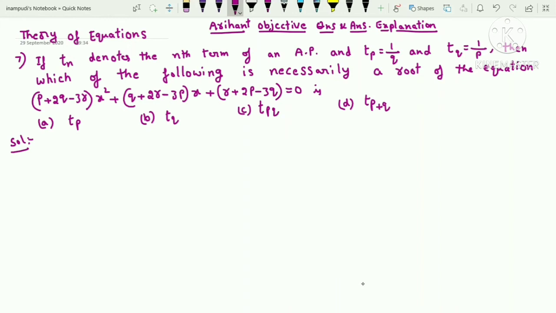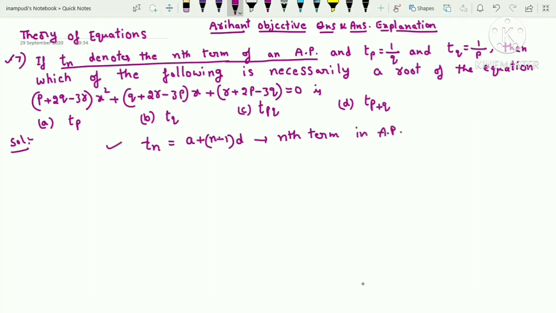The seventh question of theory of equations. It is given that Tn denotes the nth term of an AP. What is the nth term? The formula of the nth term in an AP is a plus (n minus 1) into d. This is the nth term in AP.